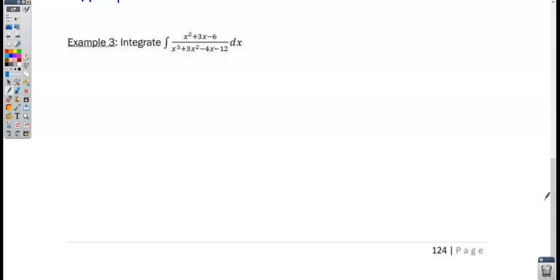We are going to integrate the integral of x squared plus 3x minus 6 all over x to the third plus 3x squared minus 4x minus 12. So in our denominator we have an x to the third. With four terms, I'm going to use factoring by grouping in order to break this down.